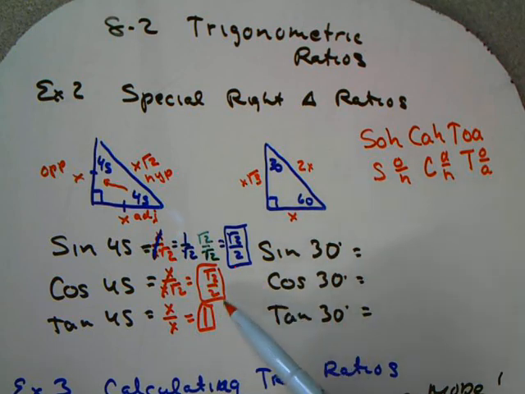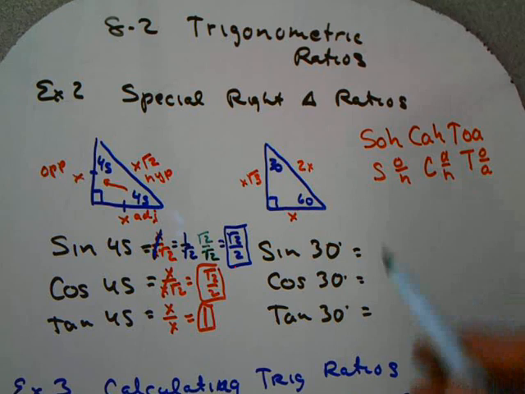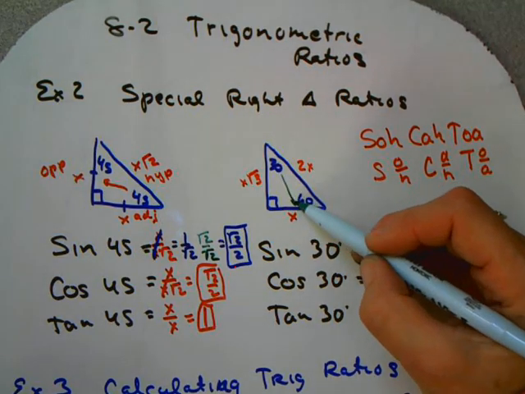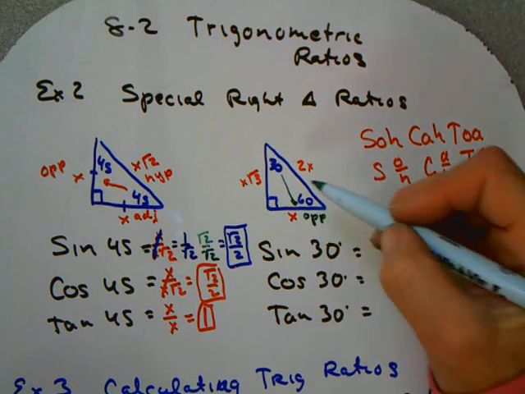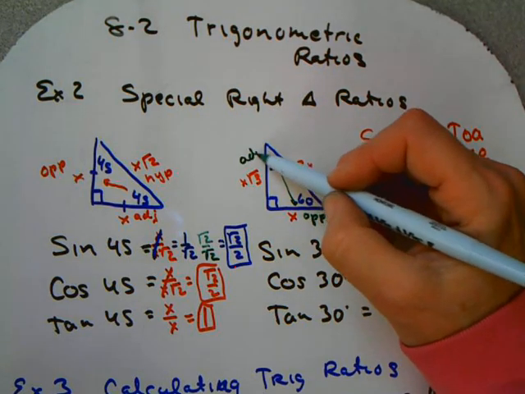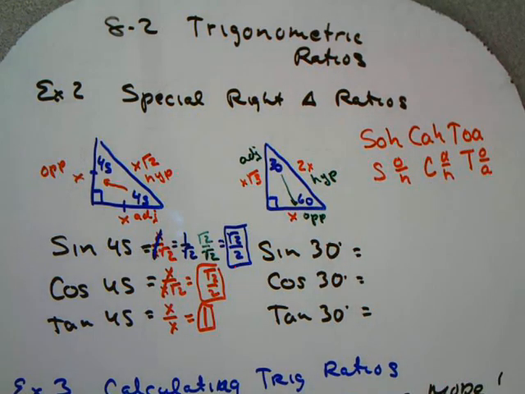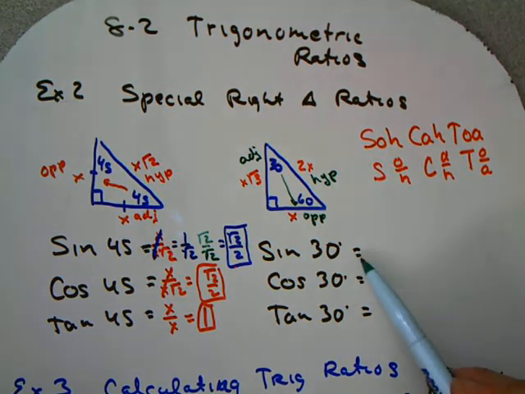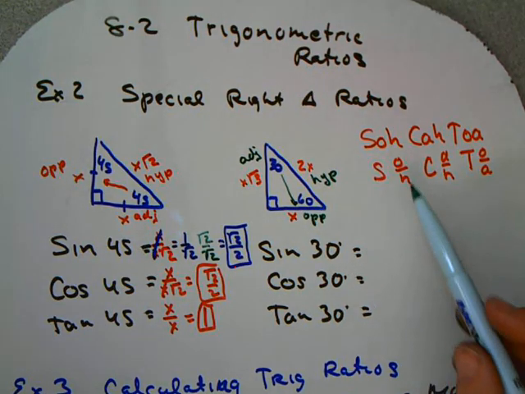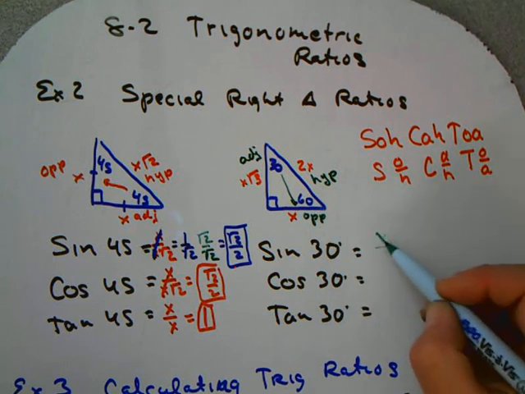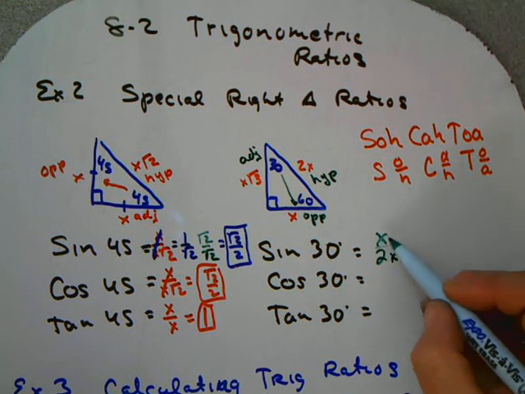To look at a 30-60-90 triangle, let's just look at the 30-degree angle. After that, I'm sure you can do the 60 on your own. The leg opposite 30 is this one, and the leg adjacent to 30 is this leg. The hypotenuse is across from the right angle, as it always is. Sine of 30, opposite over hypotenuse, so I'm going to put x over 2x. The x's cancel out, so I have 1 over 2, because x over x is 1.